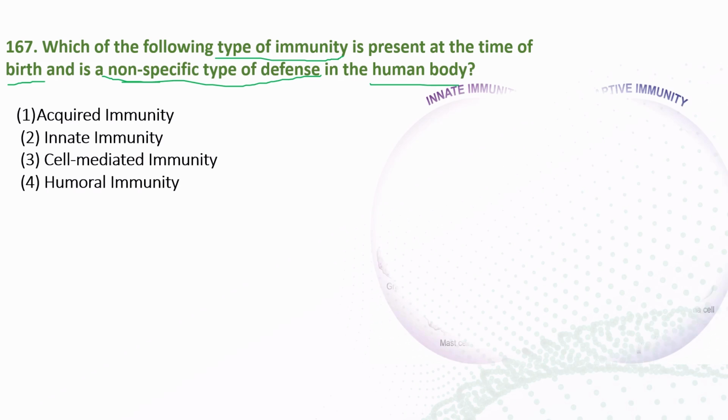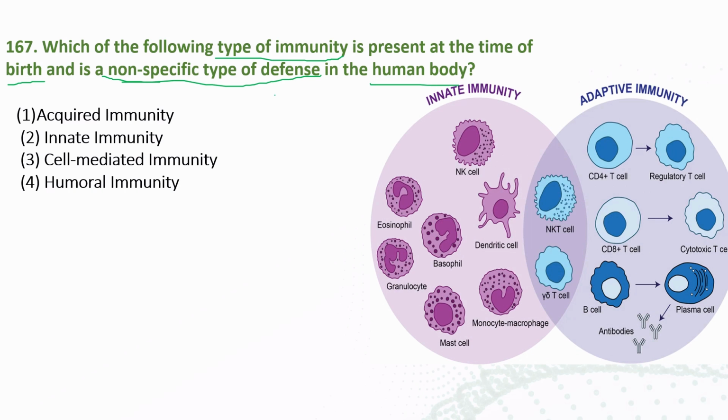Okay, so you can simply say that specificity means we'll concentrate on any one thing. Non-specificity means it will not concentrate on anything. So non-specific type of immunity means that they will not target specific cells.